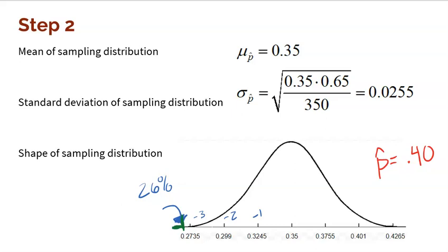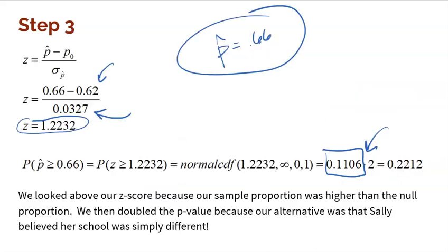So if David's sample came back higher, then we'd be like, David, what are you doing? You're clearly wrong. Stop, you're wrong. It's not less than 35%. Your dang sample came back more. But in this problem, Sally, she didn't really care if it was more or less. That's why we have to double it because it could have been on either side.